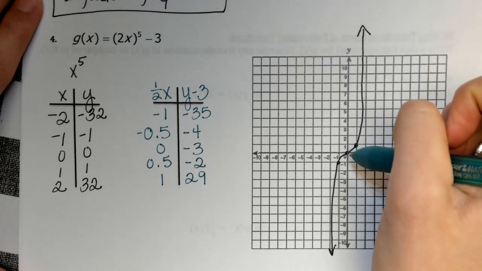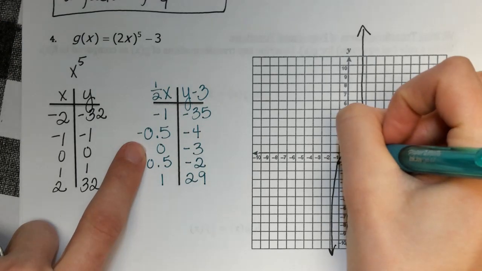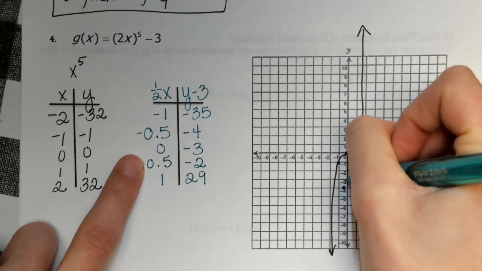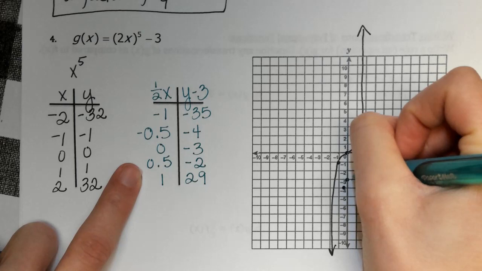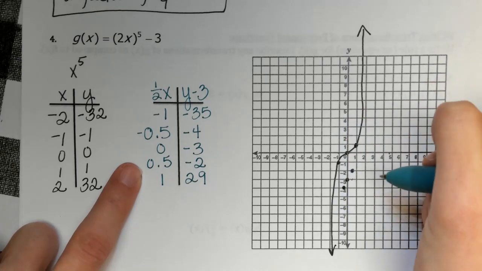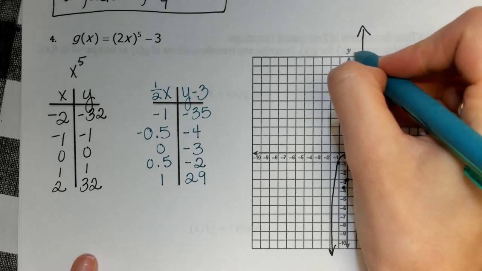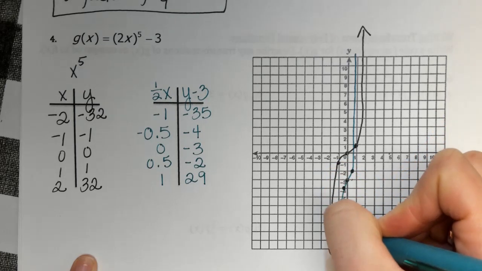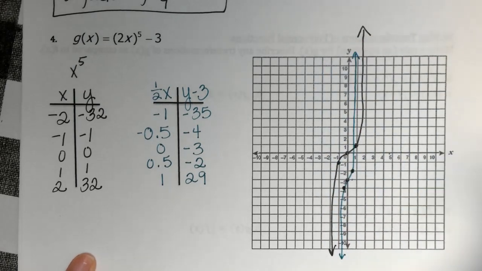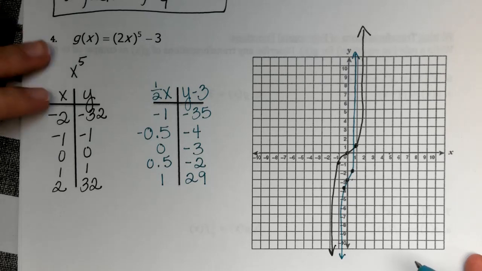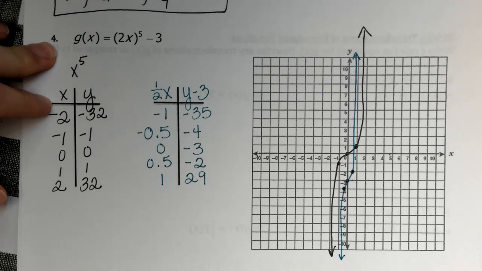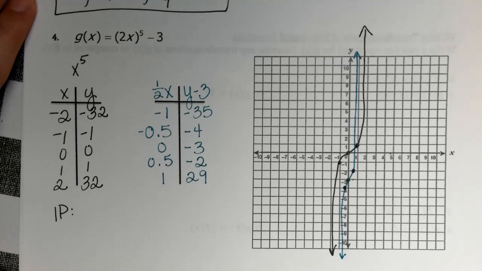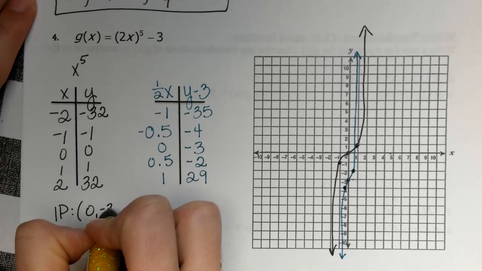So all I can really plot is that negative half down to negative 4. 0, negative 3, and 1/2, negative 2. It's going to be very narrow. Do I have an inflection point? 0, negative 3.